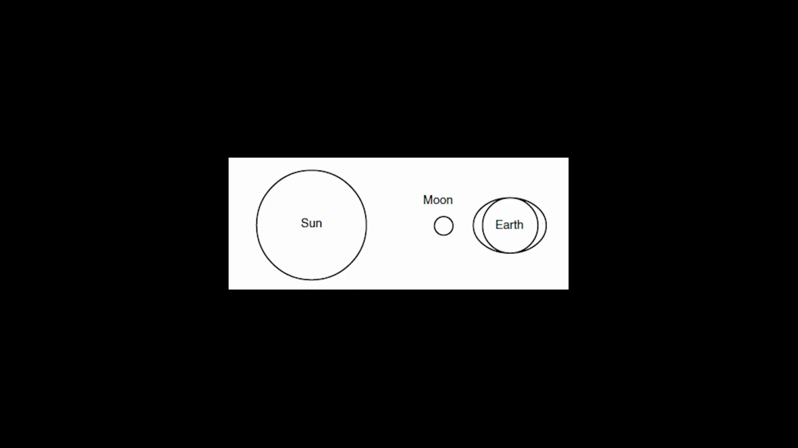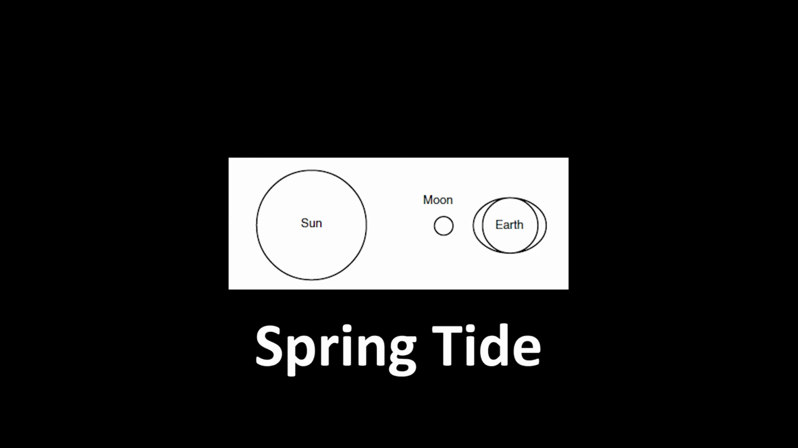Based on the position of the sun and moon, which tide is this diagram depicting? A spring tide or a neap tide? It is a spring tide because both the sun and moon are on the same side exerting gravitational forces on the earth, causing the water to bulge on the sides.